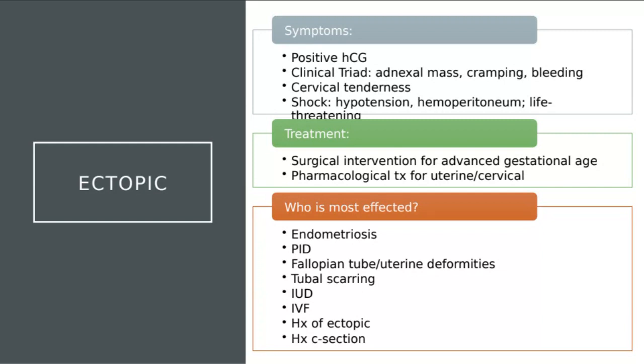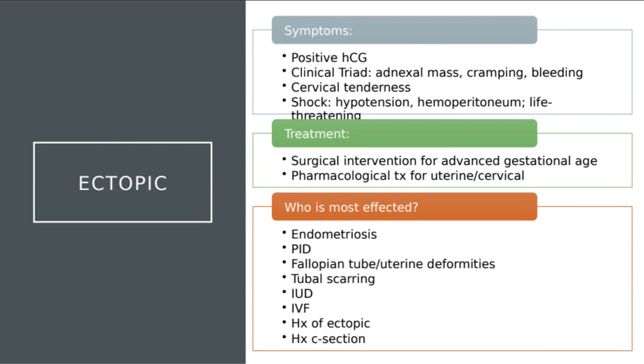But as we know, if our patient comes to us with a high HCG level, they should be at least 10 weeks pregnant, and we're not seeing an intrauterine gestational sac, we need to know that it's probably occurring somewhere else. So we've got to go fishing for it. Some clinical symptoms of an ectopic are going to be a positive HCG, of course, and a clinical triad.